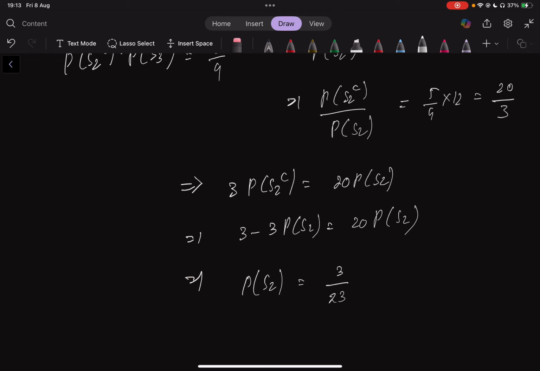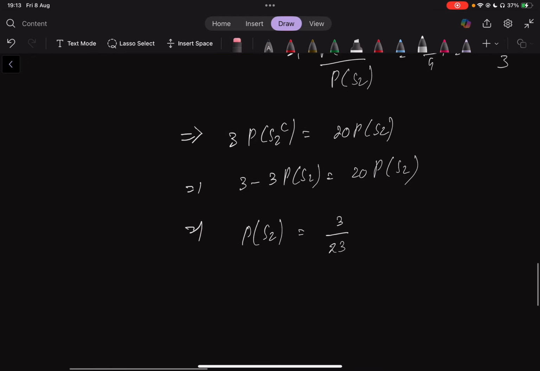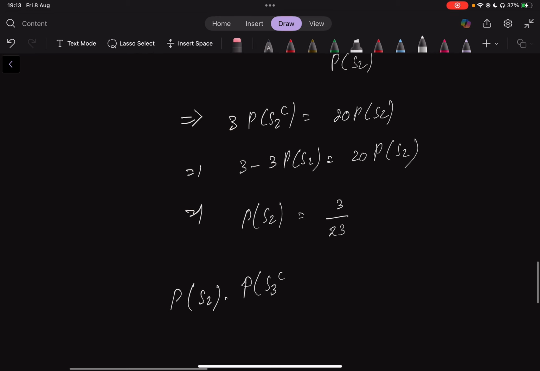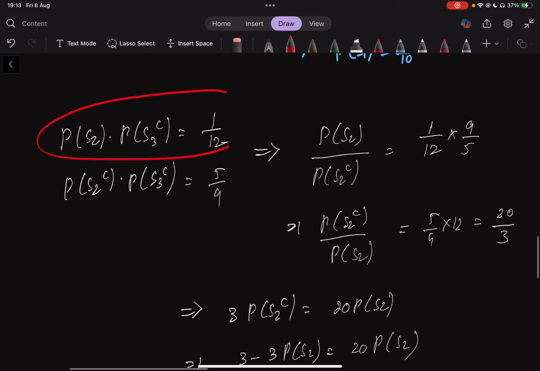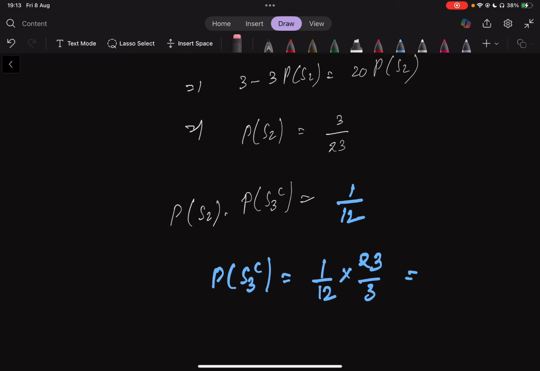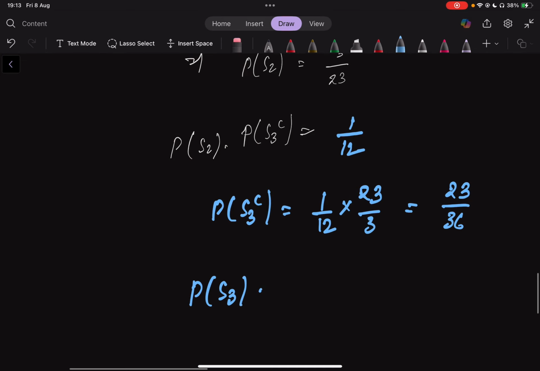If the probability that S2 can solve the problem is 3 by 23, we already have the equation that the probability of S2 into the probability of S3 complement equals 1 by 12. So the probability of S3 complement will be 1 by 12 into 23 by 3, which is 23 by 36. So the probability that student S3 would be able to solve the problem is 1 minus 23 by 36, which is 13 by 36.